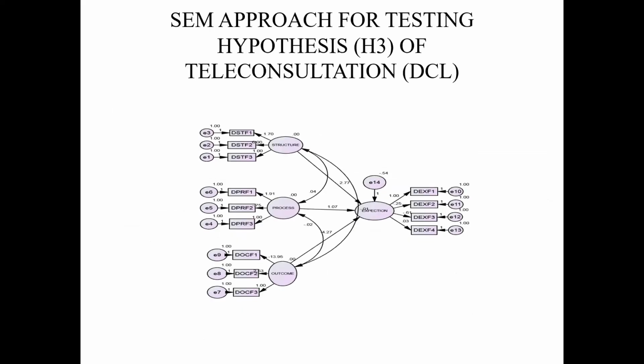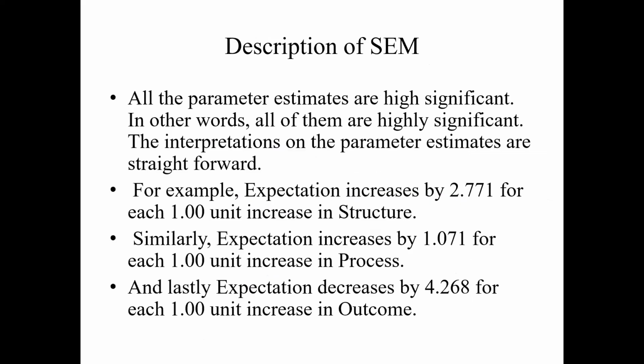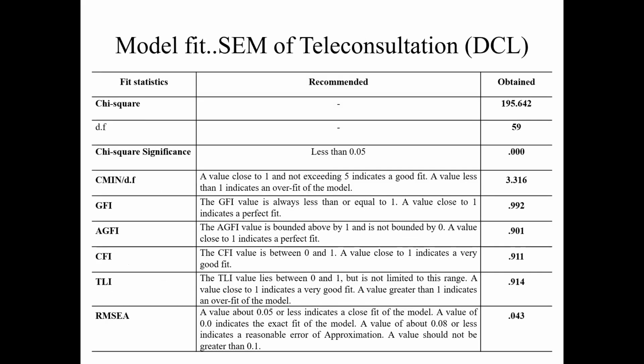I am crossing to the SCM model of DCL. Expectation increases by 2.771 for 1 unit increase in structure. Expectation increases by 1.071 for each 1 unit increase in process. Expectation decreases by 4.268 for each 1 unit increase in outcome. So this is the model fit. All are good fit, CMIN, GFI, CFI and TLI, because they are close to 1.